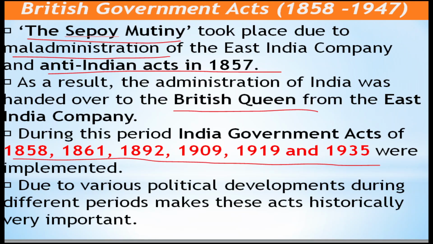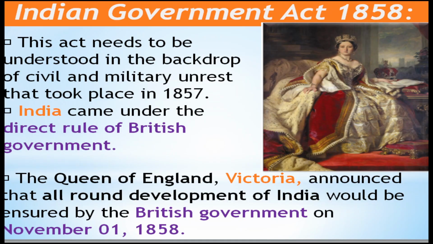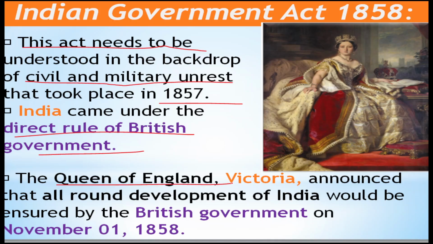Okay, so one by one we will come to know, first 1858. Indian Government Act 1858. Against the backdrop of the civil and military unrest that took place in 1857, India came under the direct rule of the British government. The Queen of England, Victoria, announced that all-round development of India would be ensured by the British government on November 1st, 1858, right?